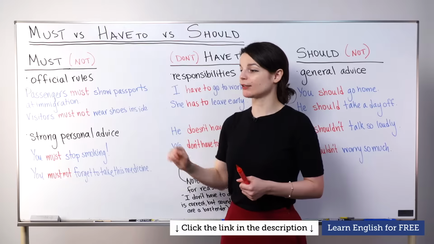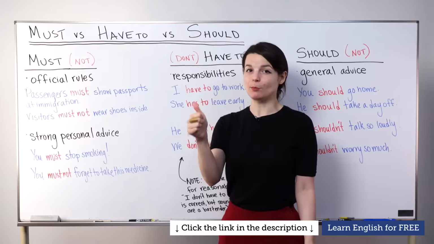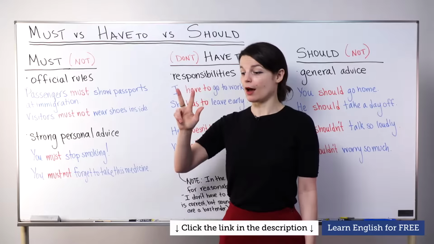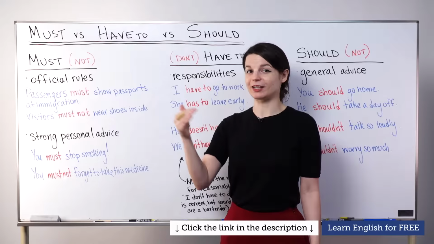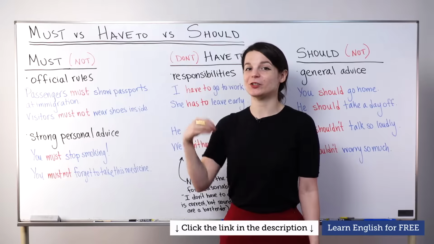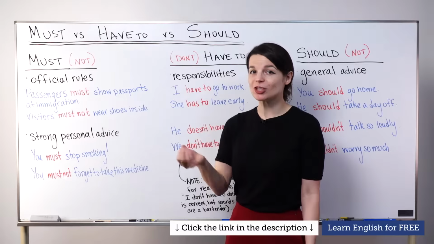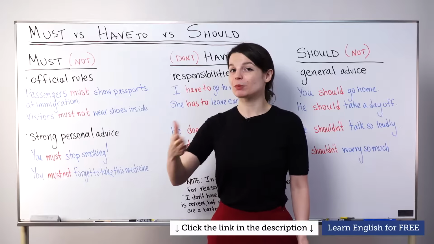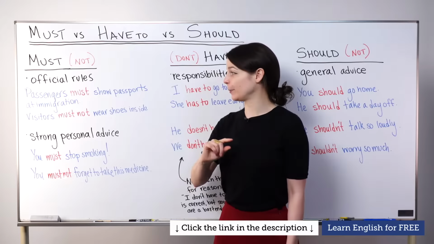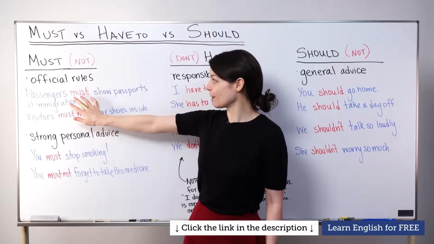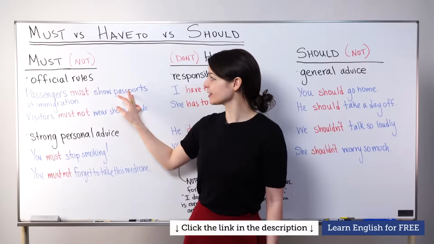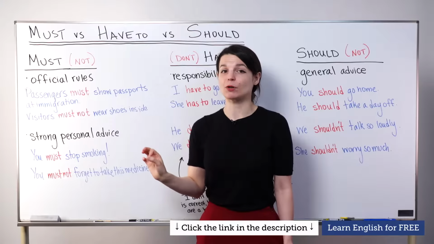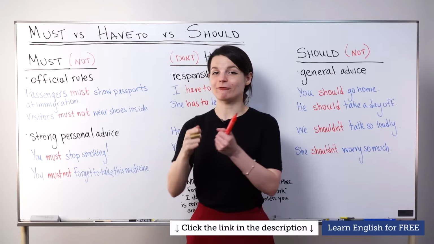Official rules means, for example, rules at a company or rules at a school, rules at the airport, police, so law-related rules, like things that are related to your society. So official rules. We use must and must not to explain these rules. For example, passengers must show passports at immigration. This shows it's an official rule.